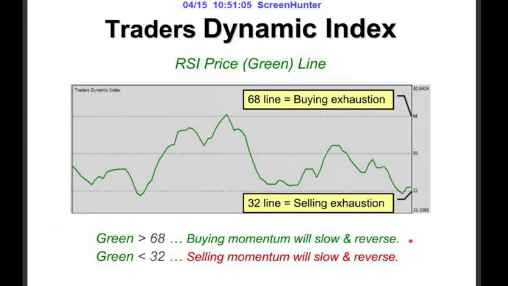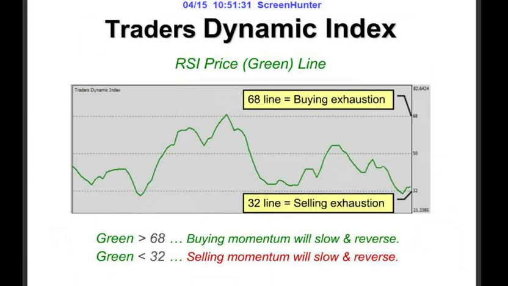Selling momentum will slow and potentially reverse when you're getting less than the 32. Just this past week, I saw on some of the pairs the green line drop all the way down to like a 6 or 7. So it can drop, and it actually went below the 32, came back up a little bit, and then dropped further down on some pairs that I was monitoring during my trading room.